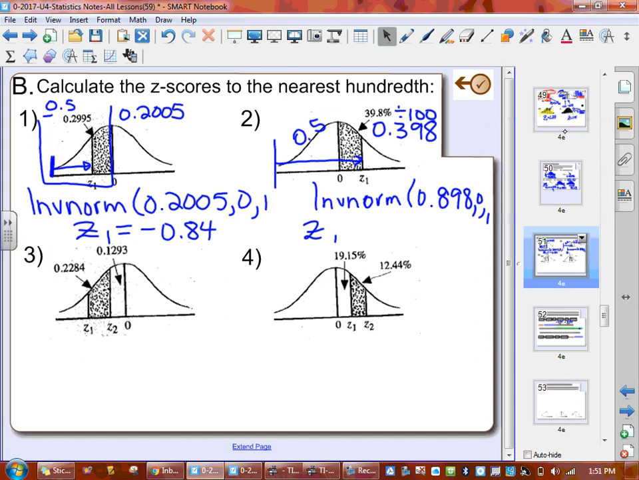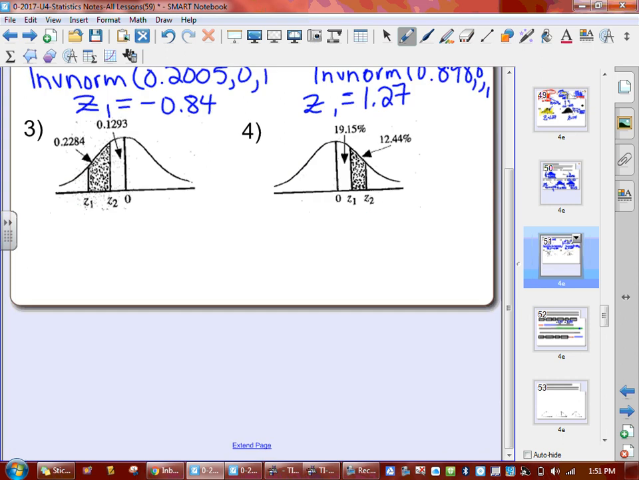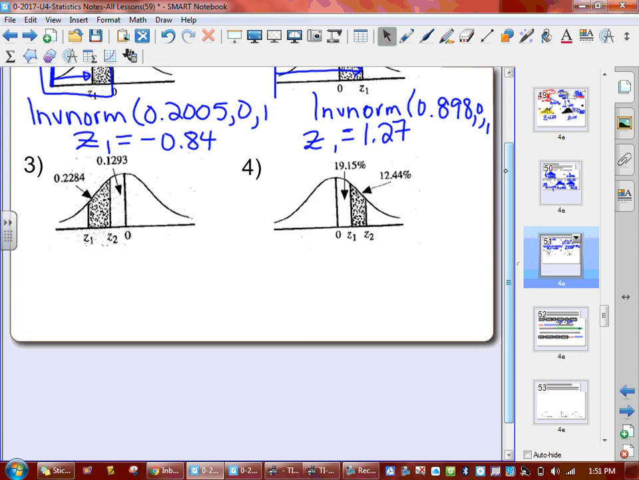Just move that up for you. On the bottom question, they give us this region so that we can subtract them both from 0.5 to find this first region that we have to cross through. So when I subtract them, this red region I've shaded becomes 0.1423. So for Z1, I do inverse norm, my first number, 0.1423, 0, 1. And I get Z1 is equal to -1.07.